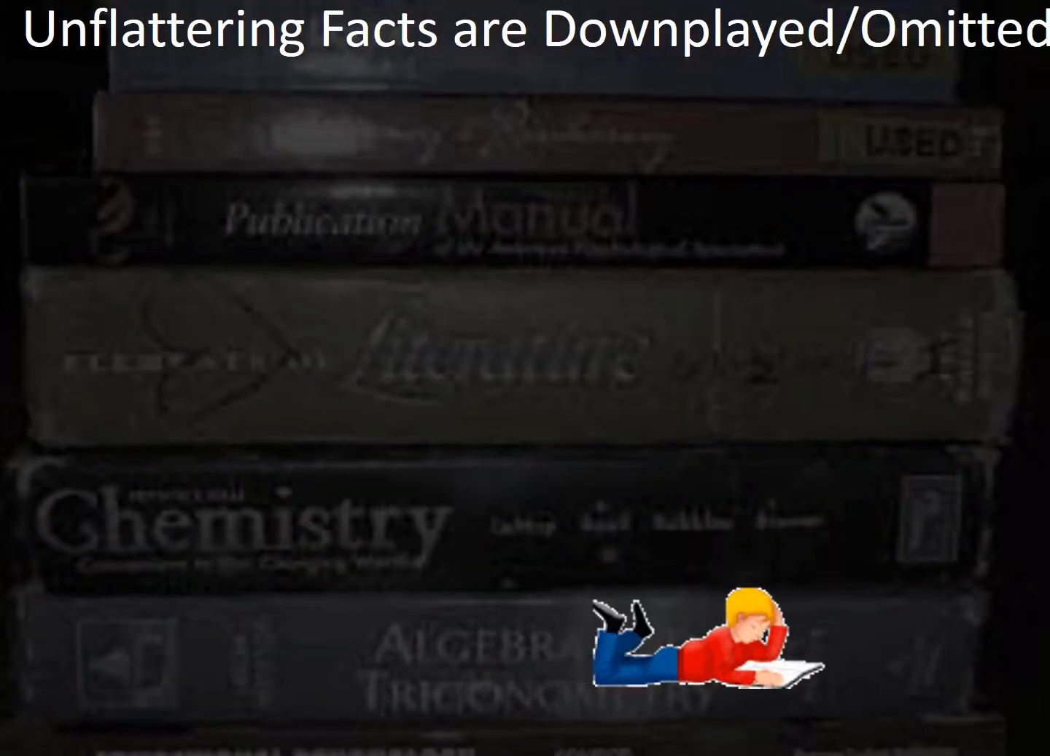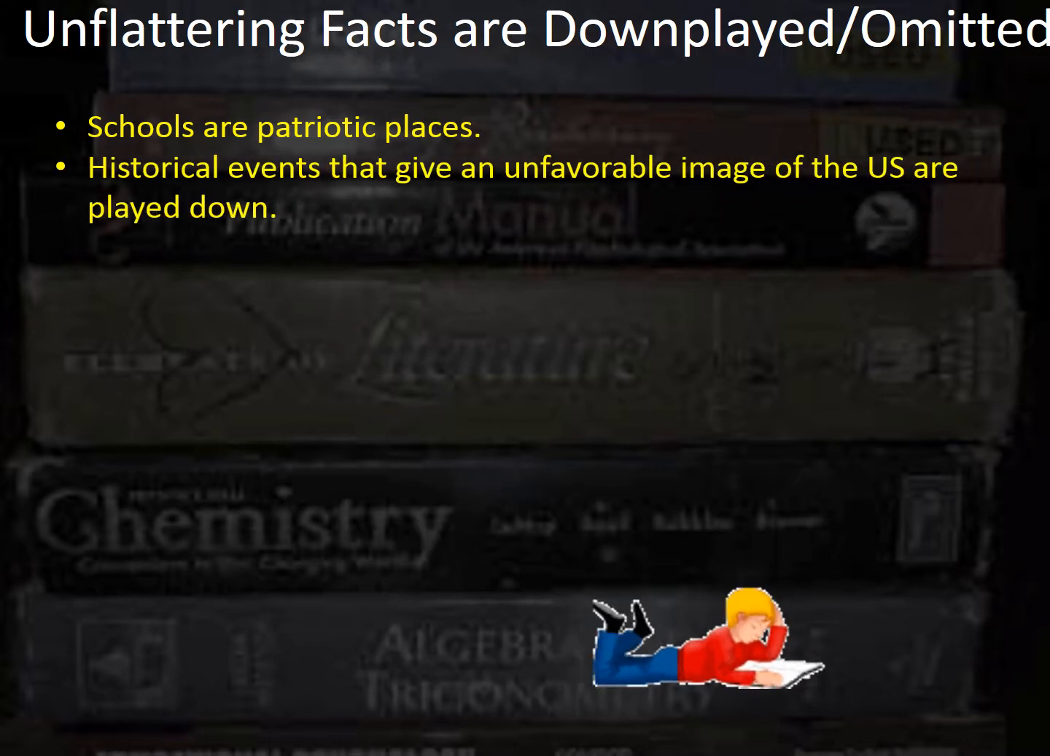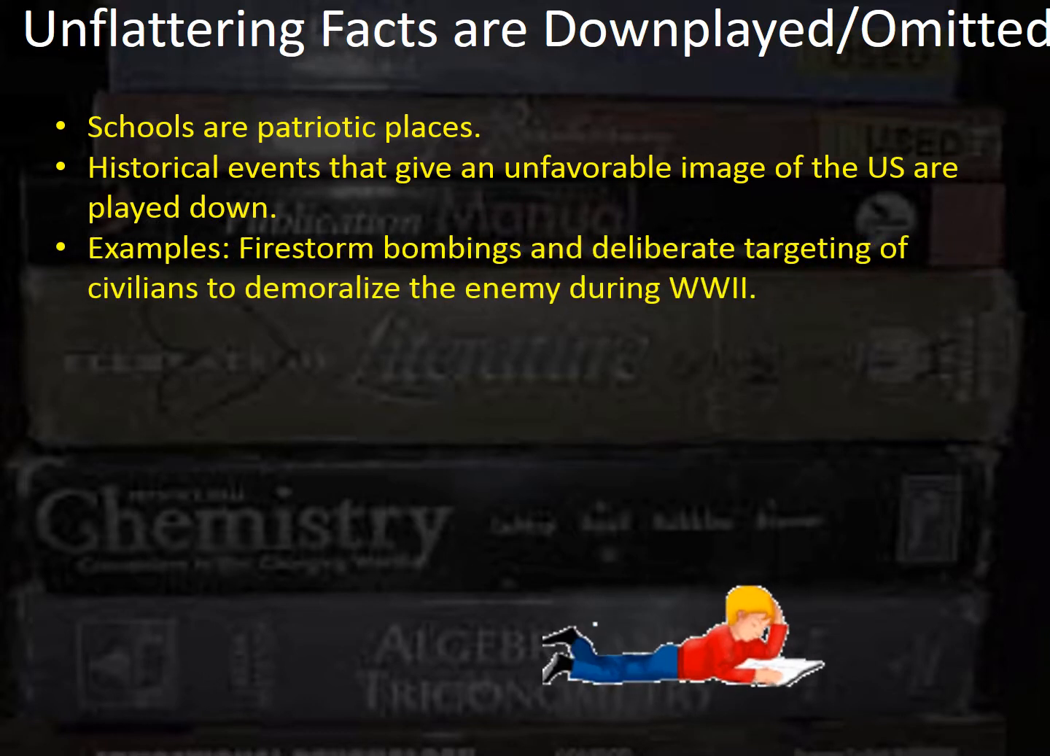The text also points out that facts that are embarrassing to the U.S. are often omitted or played down. Remember that in high schools around the country, children are still led in the Pledge of Allegiance. These are very patriotic places. It isn't a surprise then that historical events that are not favorable to the U.S. are played down. The text mentions that the Firestone bombings in World War II, which killed more people than either atomic bomb, are usually not mentioned.